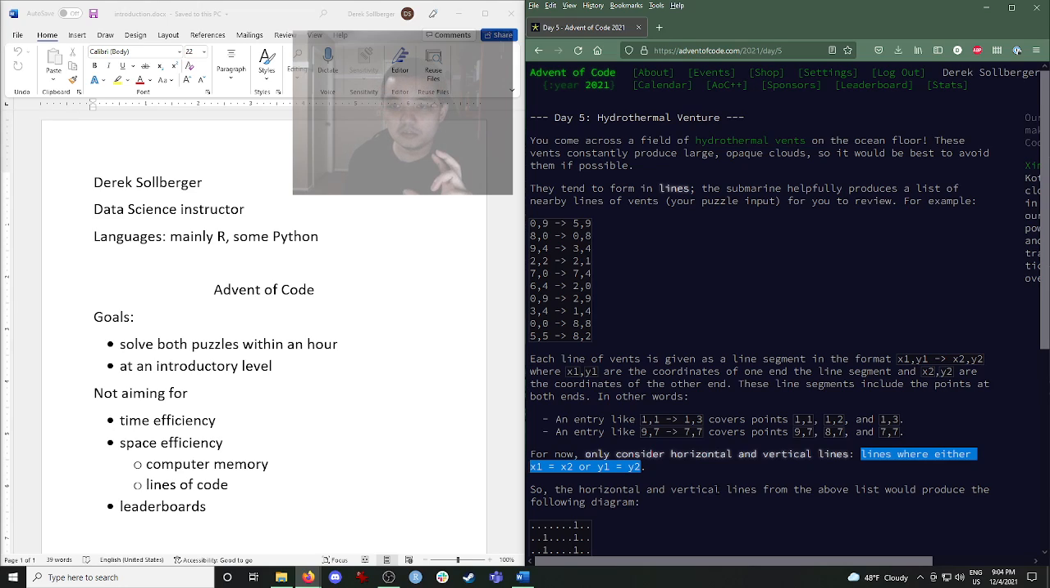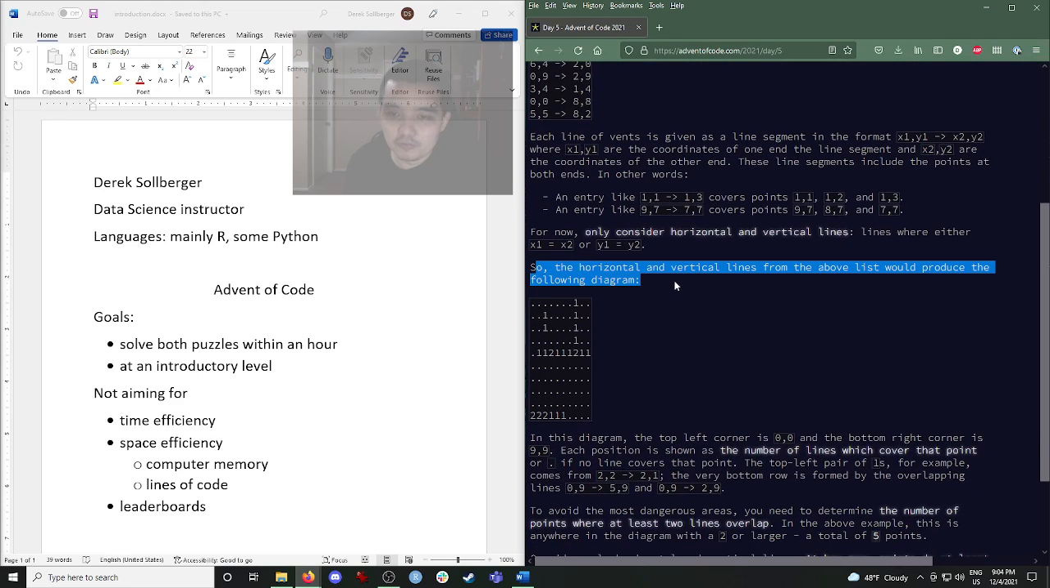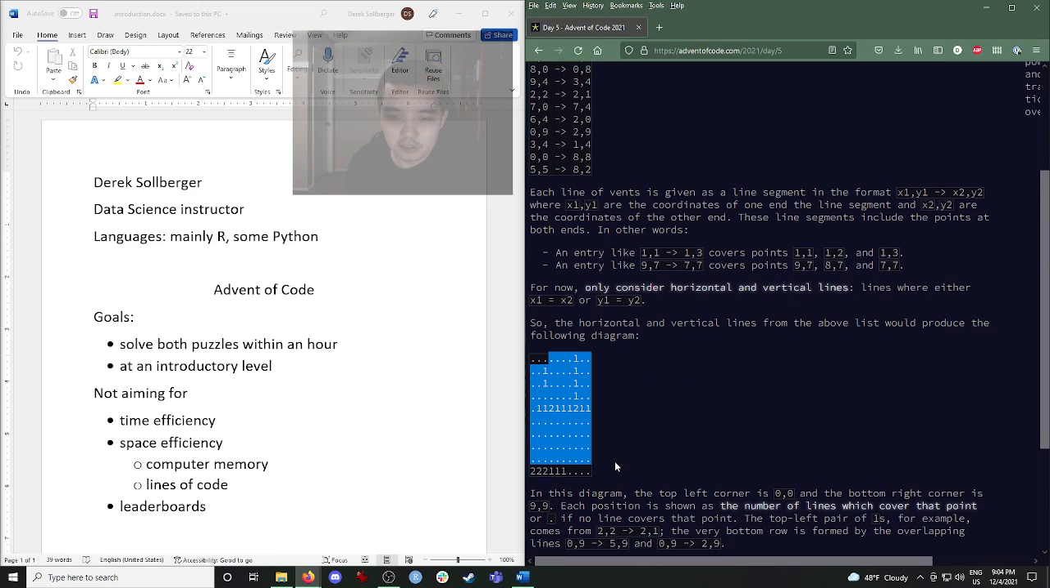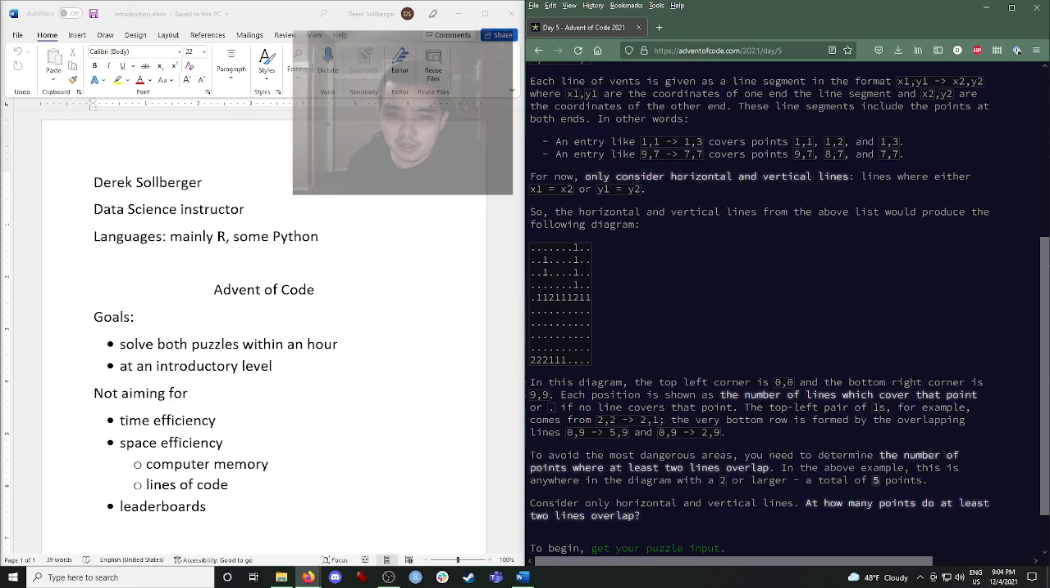Thinking ahead, I have a hunch we're going to have to worry about diagonal lines as well, but there's probably something even harder for part 2. So for the horizontal or vertical lines from the example input, we would get this diagram. Summarizing this paragraph here, we're going to add 1 to wherever the line was indicated, and these numbers are going to be the totals. Now, if there's nothing there, we have a dot, but I think I'm going to use the number 0. Should be fine for now.